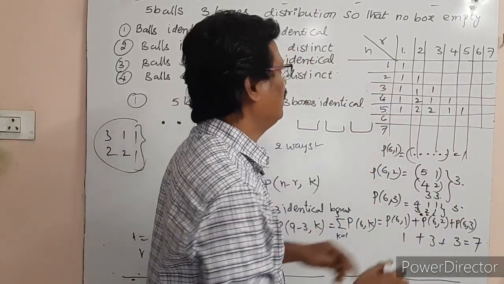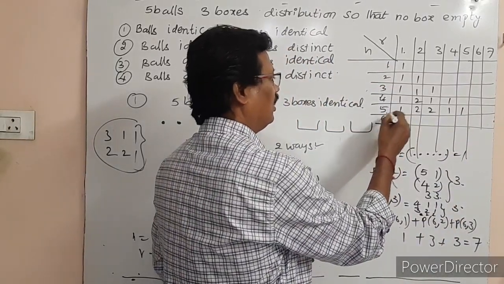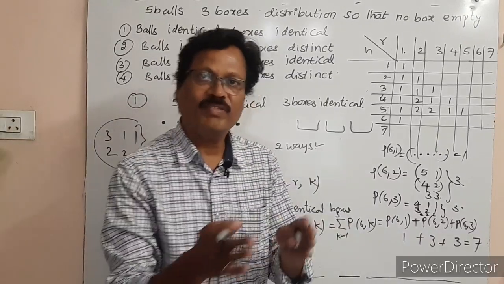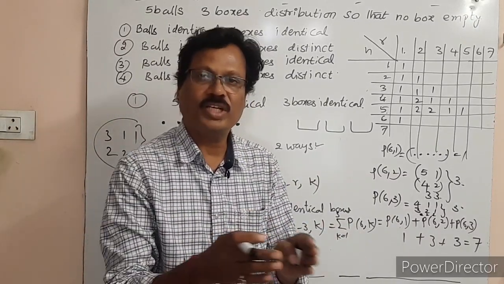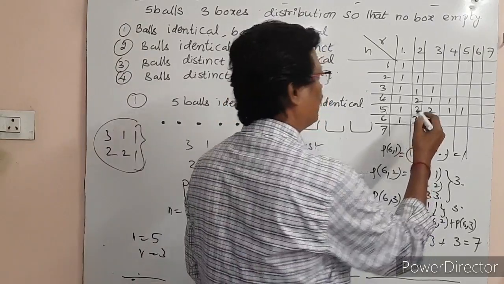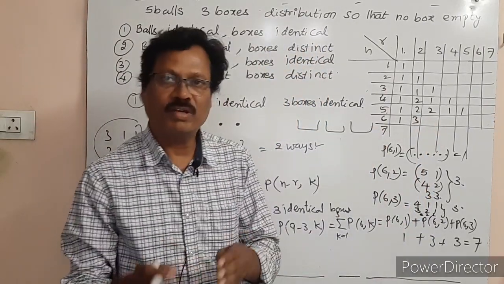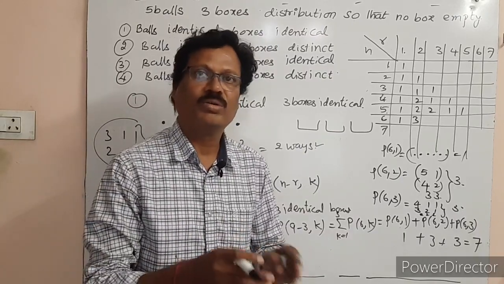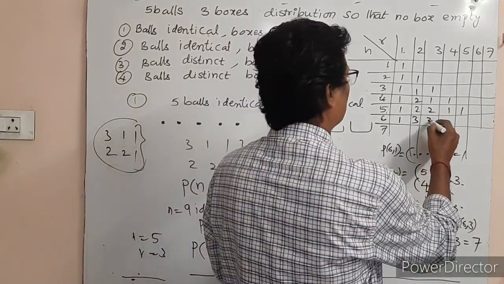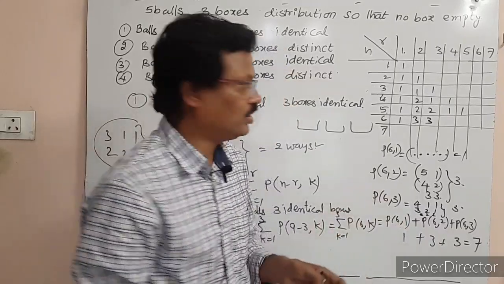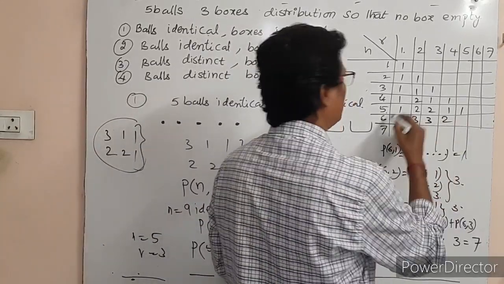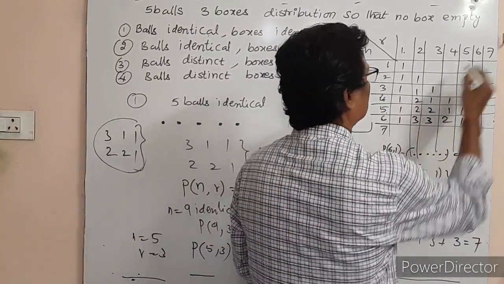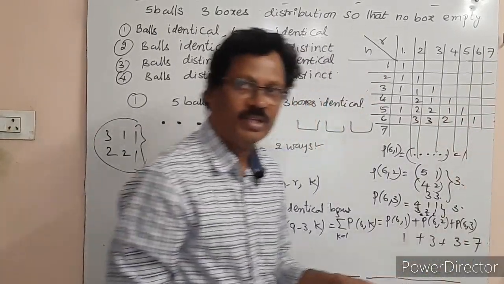And six balls into one partition, 1. Six balls into two partitions: 5, 1; 4, 2; 3, 3. That's all the partitions we got. Six balls into three partitions: 4, 1, 1; 3, 2, 1; 2, 2, 2. Three partitions we got. Six balls into four partitions, two ways. Six balls into five partitions, one way. Six balls into six partitions, one way.